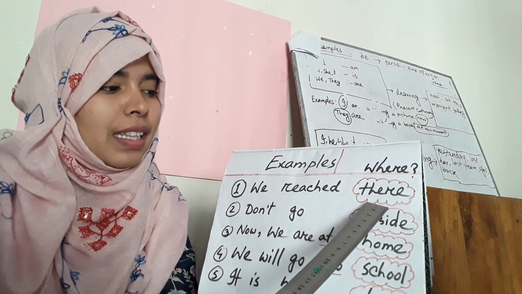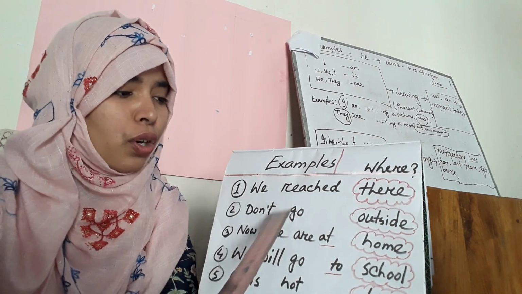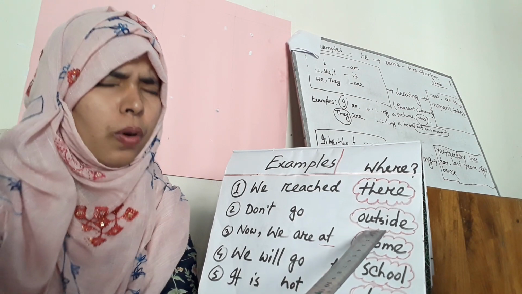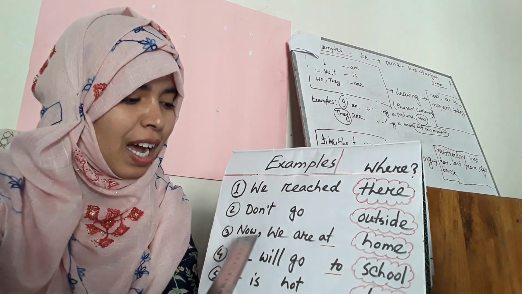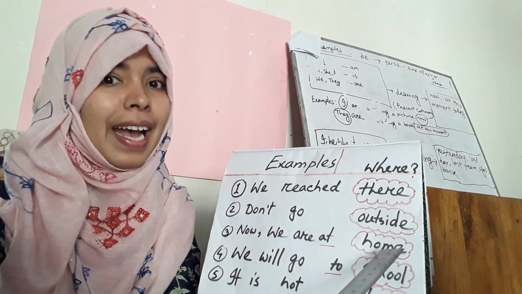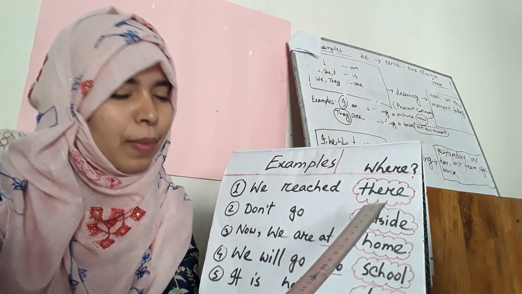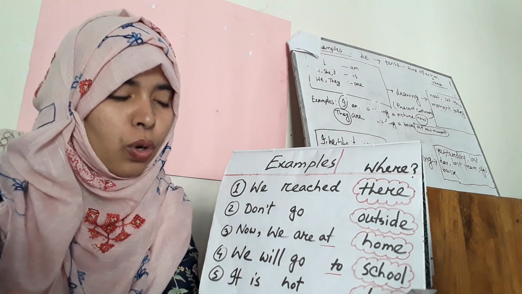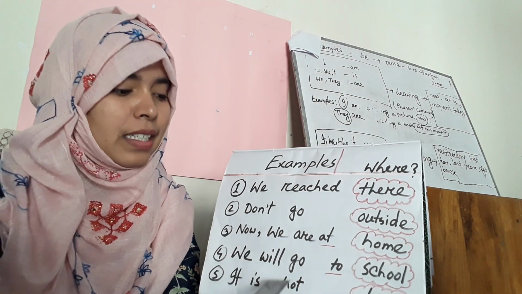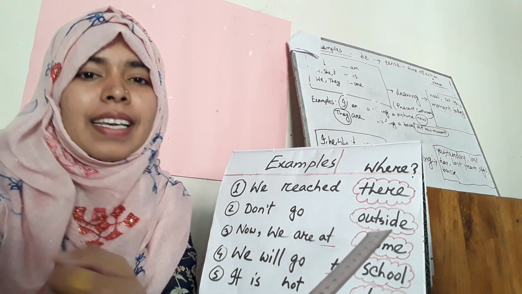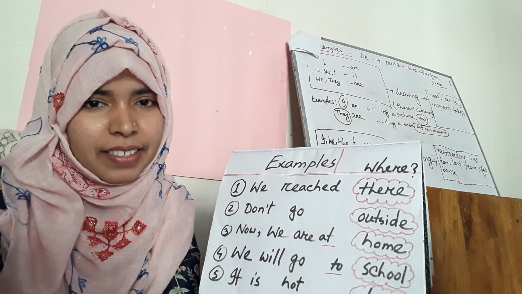Let's see. We reached there. Where? There. So there is an adverb of place. Don't go outside. Don't go where? Outside. So this is an adverb of place. Now we are at home. Where? At home. At home is an adverb of place. We will go to school. Where? To school is an adverb of place. It is hot here. Where? Here. So here is an adverb of place. Do you get it? Okay.